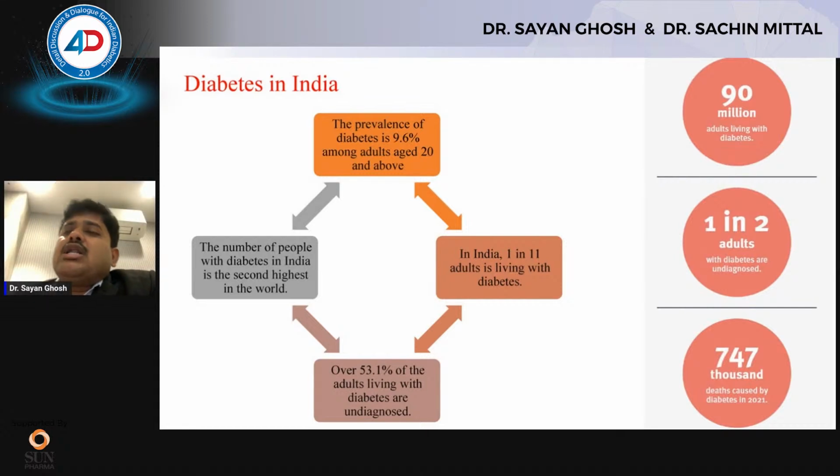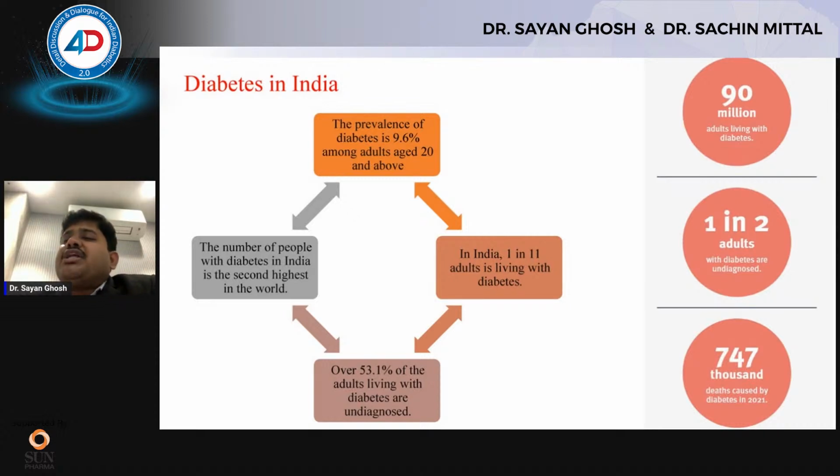Now going to discuss the prevalence. I have already discussed that India is the second largest capital in diabetes. The prevalence is 9.6% among adults aged 20 and above. The number of people with diabetes in India is the second highest in the world.